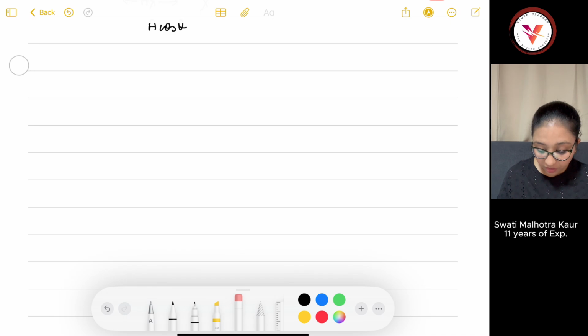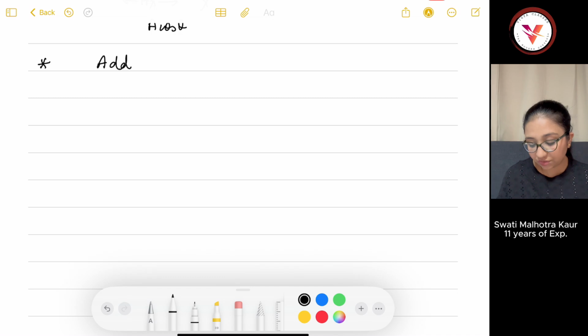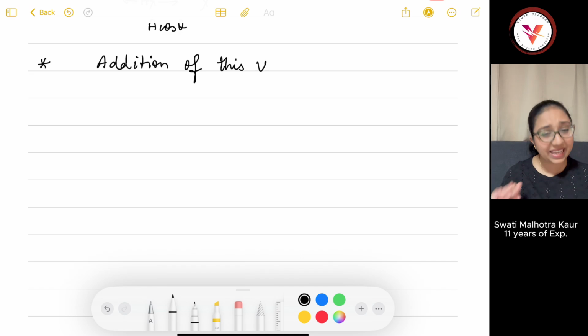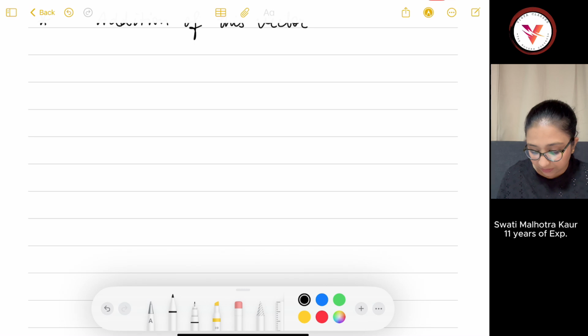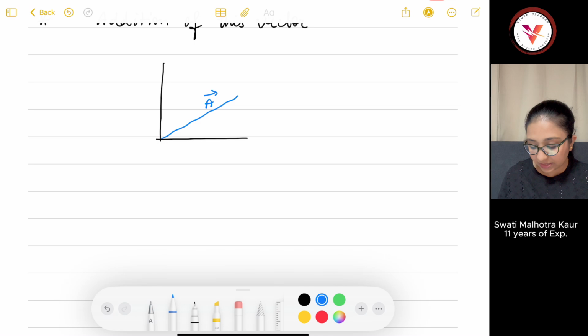But if we need to add, addition of these vectors, so the concept is again very easy. If the vector is in its component form, let's say you have two vectors here. One vector is this A vector. So it has two components, ax here, ay here. Okay, and you have another vector B here. It has one component here which is bx, another component here which is by.